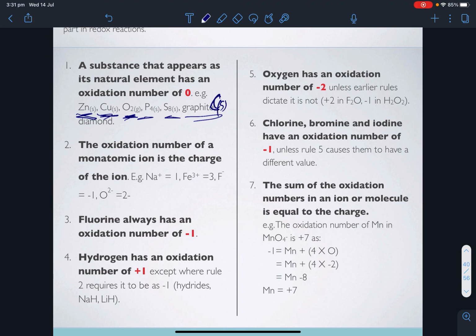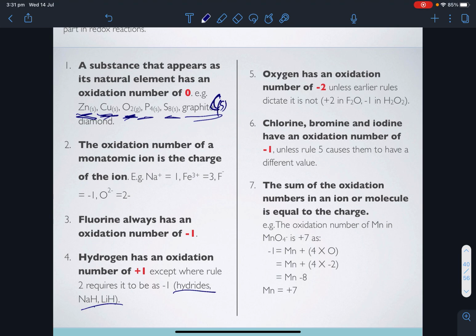Hydrogen always has an oxidation number of plus 1. And here's the exception, where a previous rule requires it to be negative 1. For example, hydrides. Sometimes you come across those. Sodium is 1 plus. Hydride will then be 1 minus. But every other time, they're very unusual. If you've got a problem in the HSC or an exam, just presume hydrogen is plus 1.